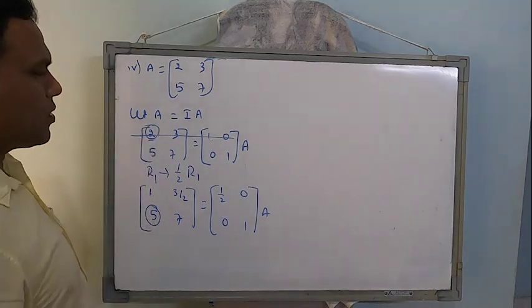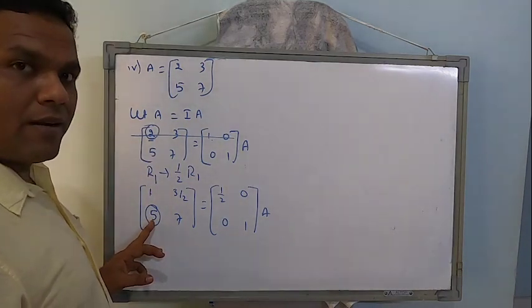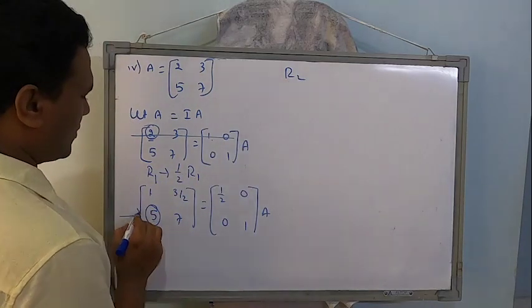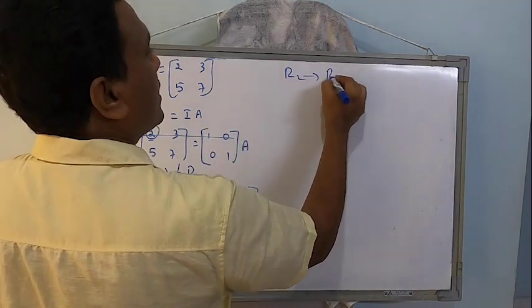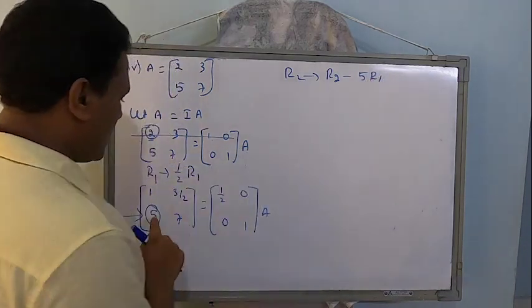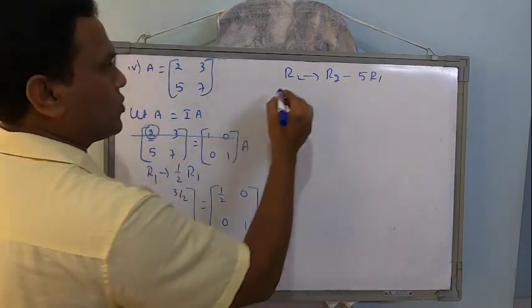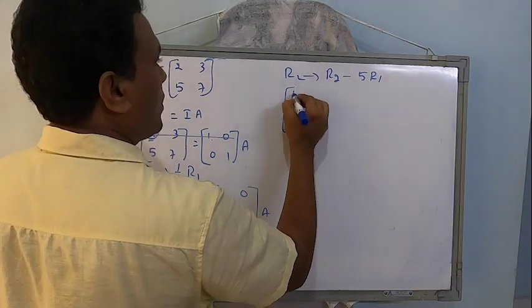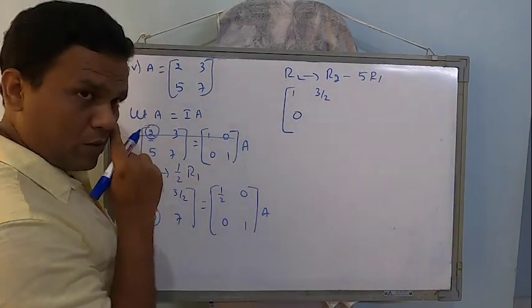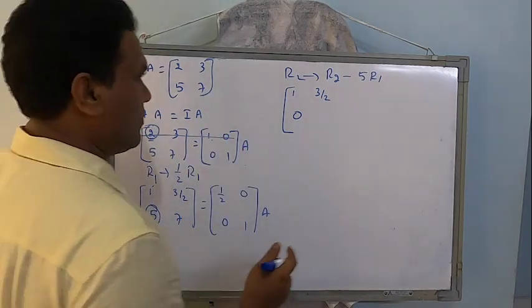First element I will concentrate. Now this element has to be made 0, and that is an element of R2. R2 is written as R2 minus 5 times R1. So no change in R1. 1, 3 by 2 as it is. 5 minus 5, 0. I know you will find it difficult now, so write sideways somewhere.